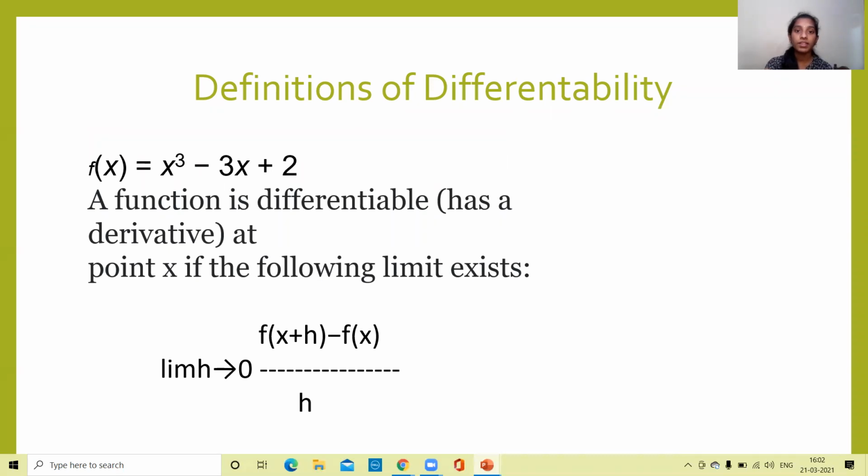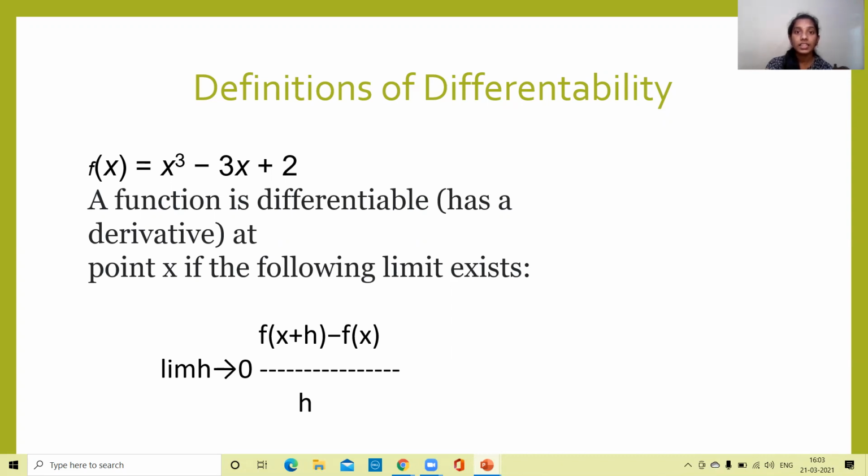There are some types of definitions of differentiability. This is one of the examples of differentiability. Let's take an example, f of x as x cubed minus 3x plus 2. To check whether it is differentiable or not, we should take the limit h tends to 0 of f of x plus h minus f of x by h. If the limit exists, then the function f of x is differentiable at x.